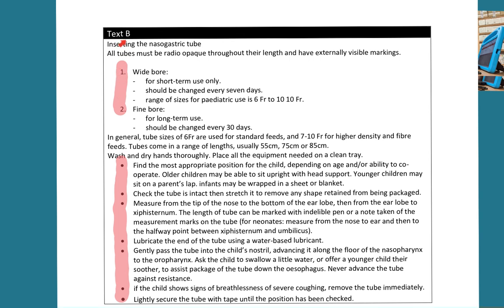In text B, we are under types of tubes. So we have tube 1, tube 2. Okay, we are looking for the information about outward appearance. And just on top here, all tubes must be radio opaque throughout their length and have externally visible markings. So externally refers to outward, or it has been paraphrased as outward, externally. Then visible markings, which represent the appearance. All right.